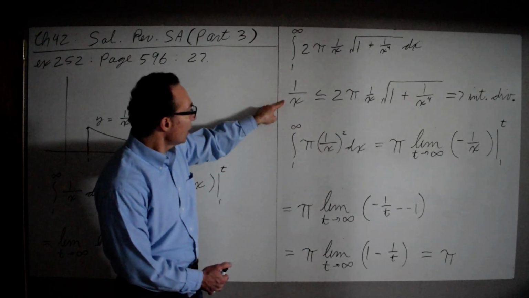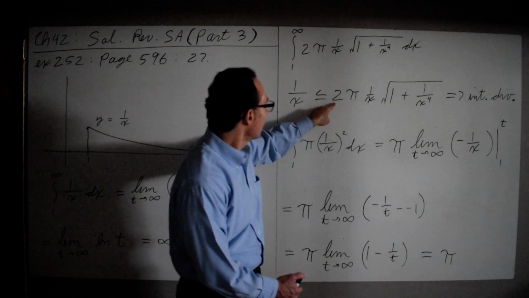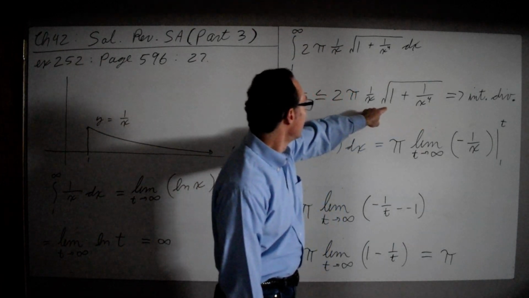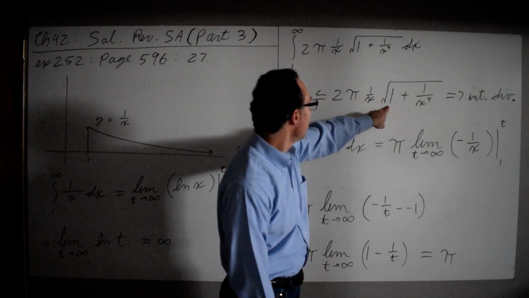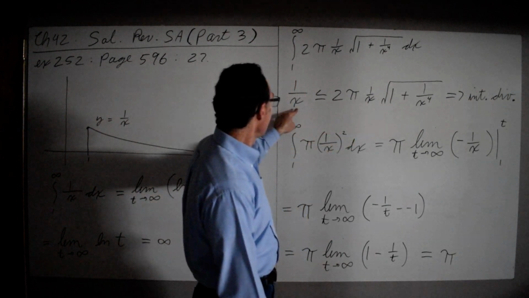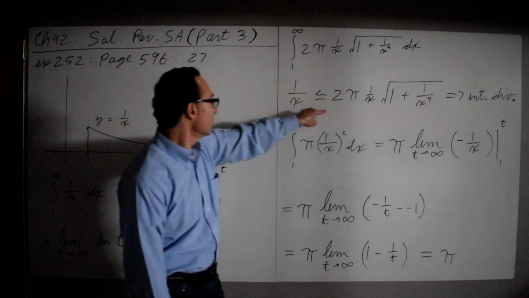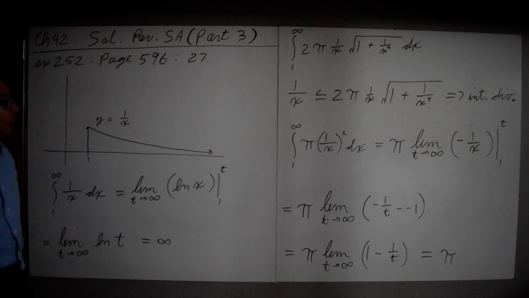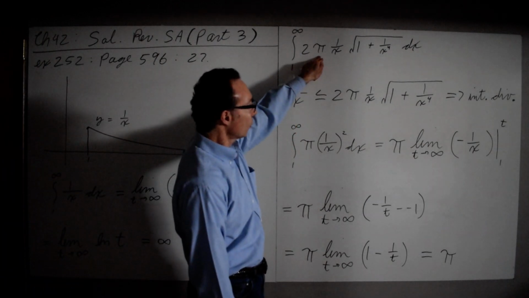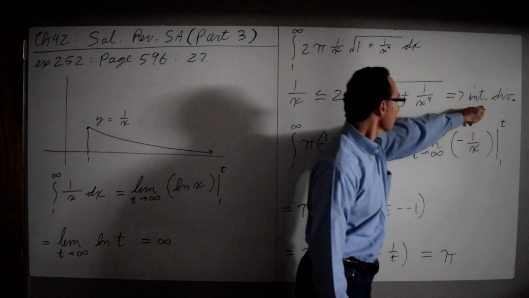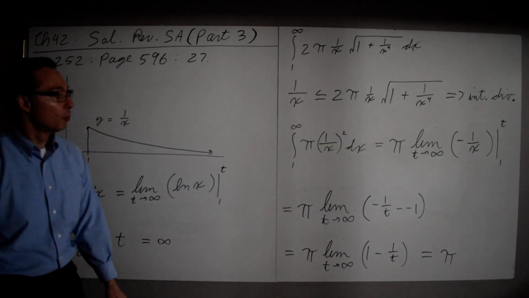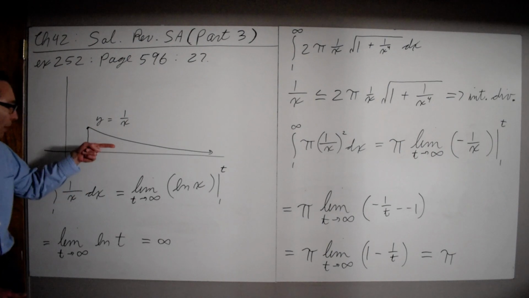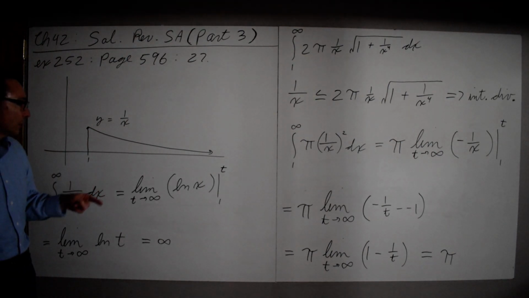1 divided by x is less than or equal to 2 pi times 1 divided by x times some expression that is greater than 1. So this inequality is fairly easy to see, and because this improper integral diverges, this improper integral diverges by the comparison theorem for improper integrals. So again, it doesn't surprise us that this will have an infinite surface area.